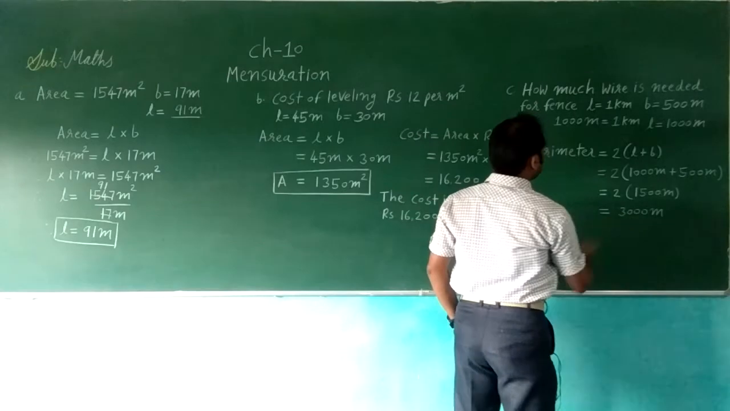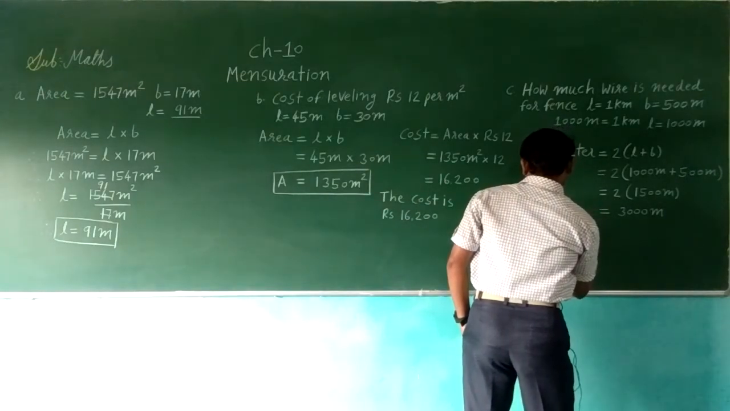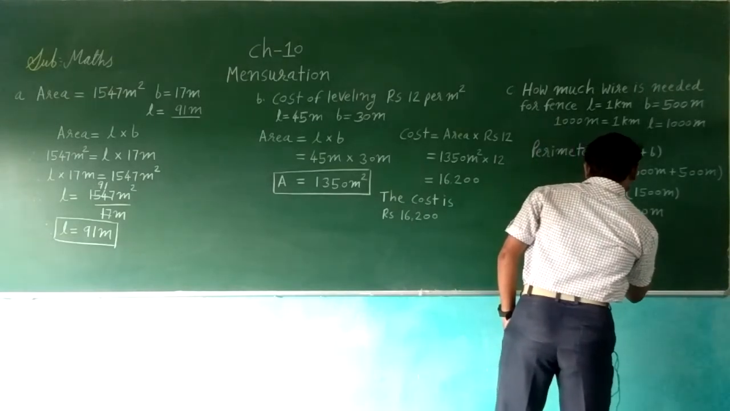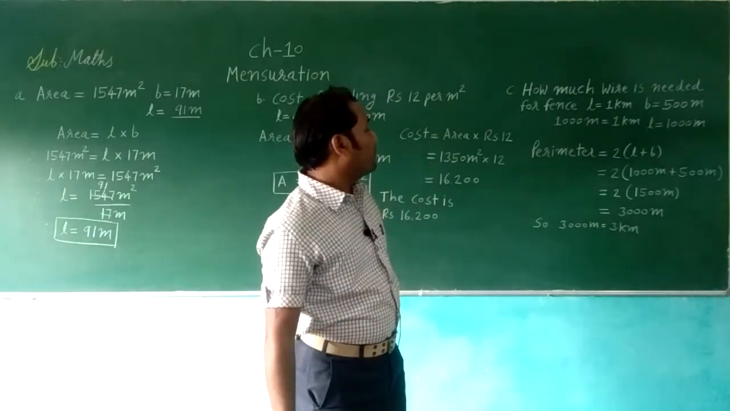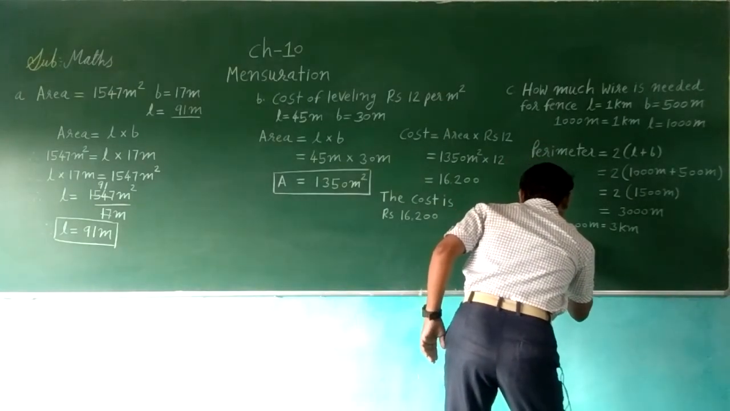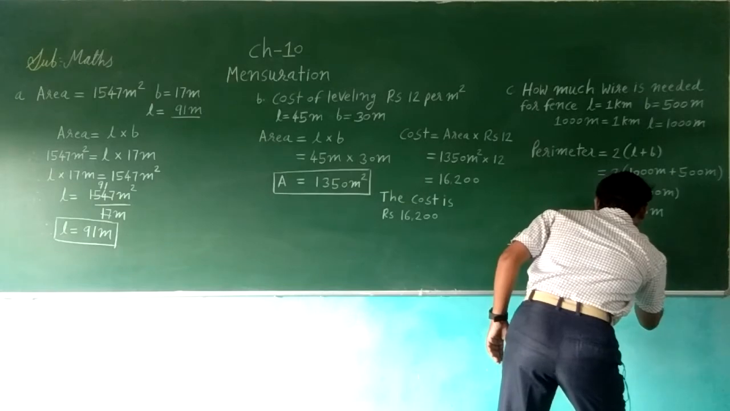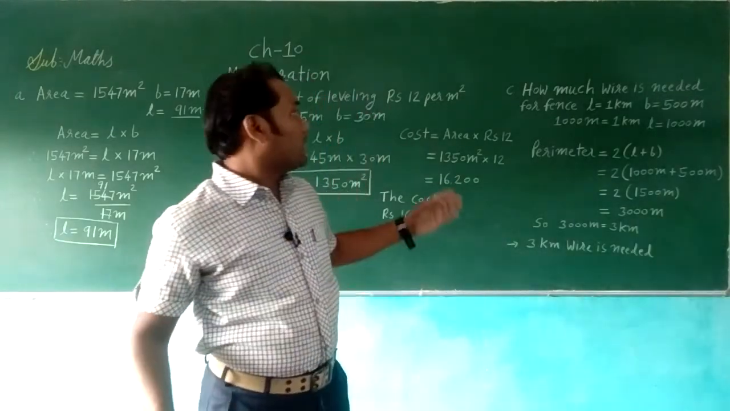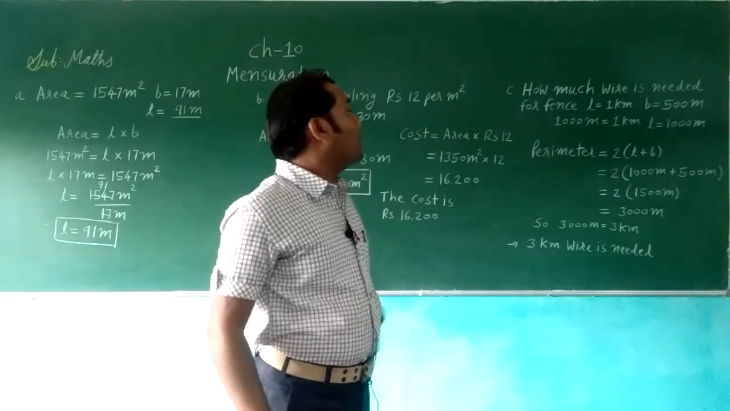So now 3000 meter we will convert into kilometer. 3000 meter is equal to 3 kilometer. So 3 kilometer of wire is needed to fence the field. Here we will write that 3 kilometer wire is needed. 3 kilometer wire is needed to fence that farm. So by getting the perimeter, we can easily get how much wire is needed.